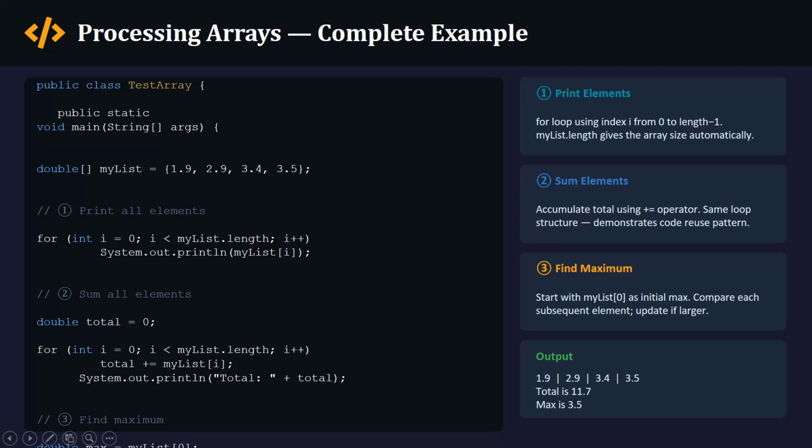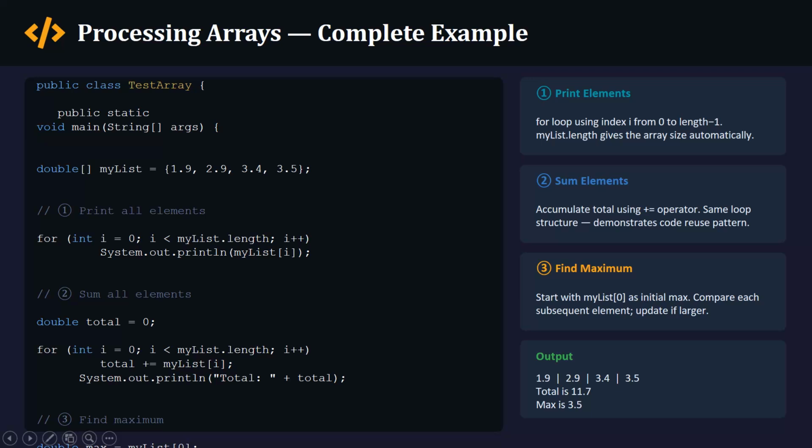Then perform the sum of all the elements. So we use double for the total, because when you take the value 1.9 plus 2.9, you'll get a number with extended decimal values. And for that case, which data type is it? It's a double data type. It's not a float, and neither is it an integer. So it's going to be for all that.